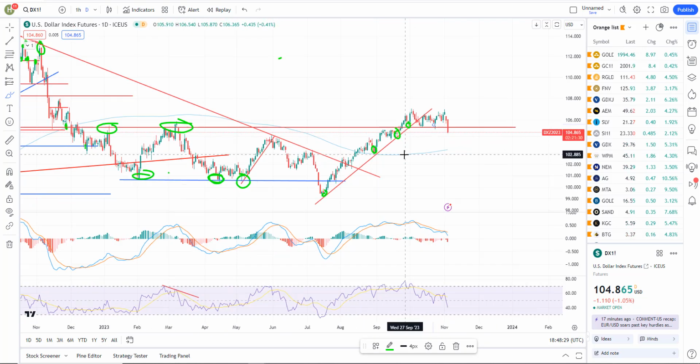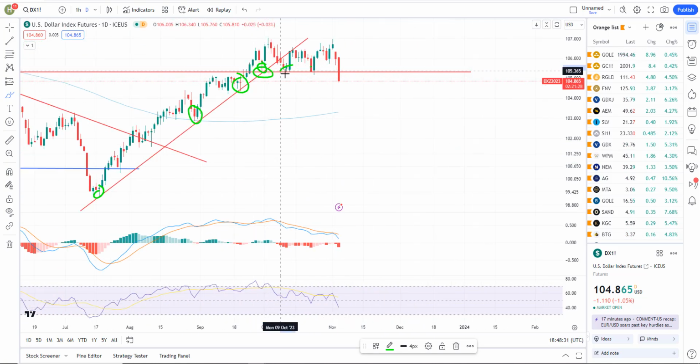You got several reactions, and then if I zoom in, you can see it held support three tags of that. Popped up here, you can see we made a divergent high. All right, so we popped up, that's a divergent high, negative divergence, and then it's been selling. We're breaking that support today.